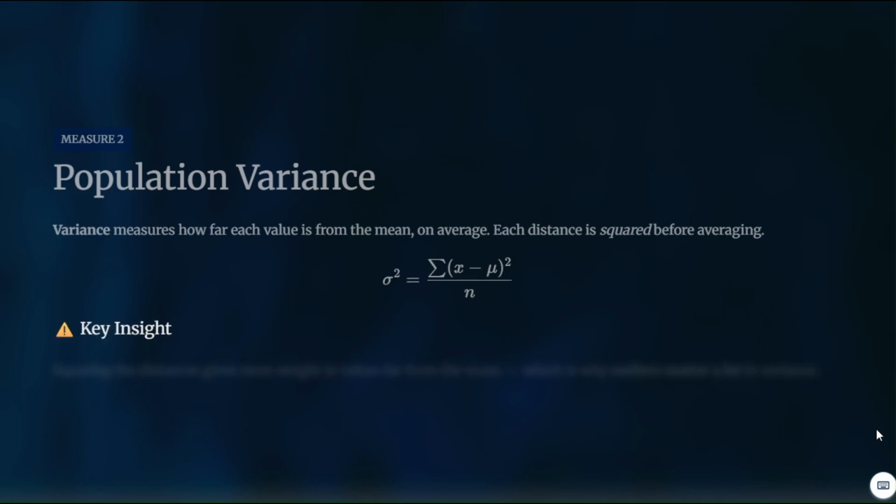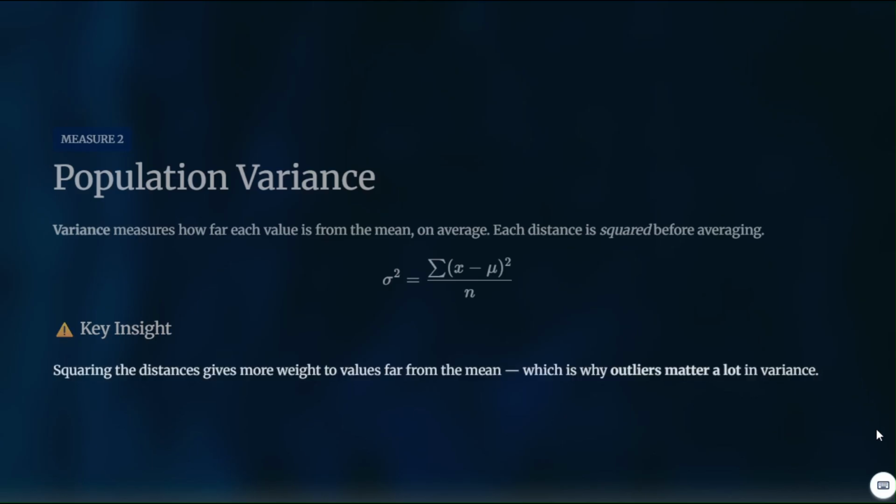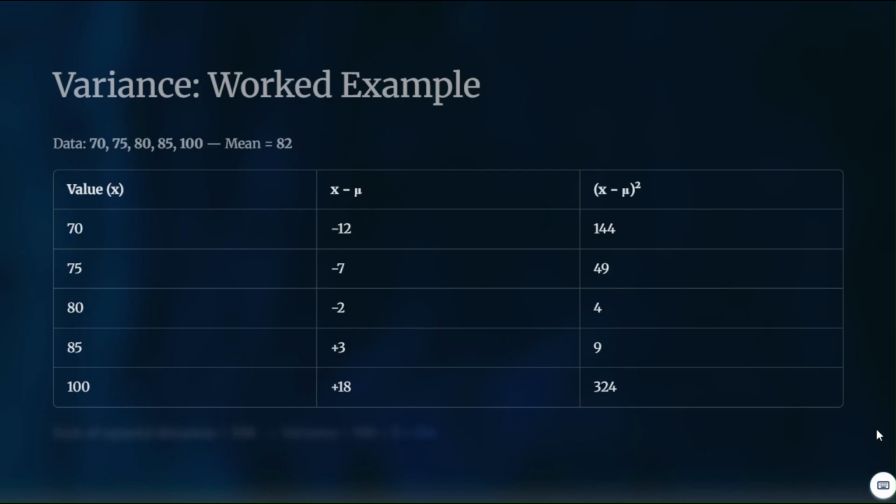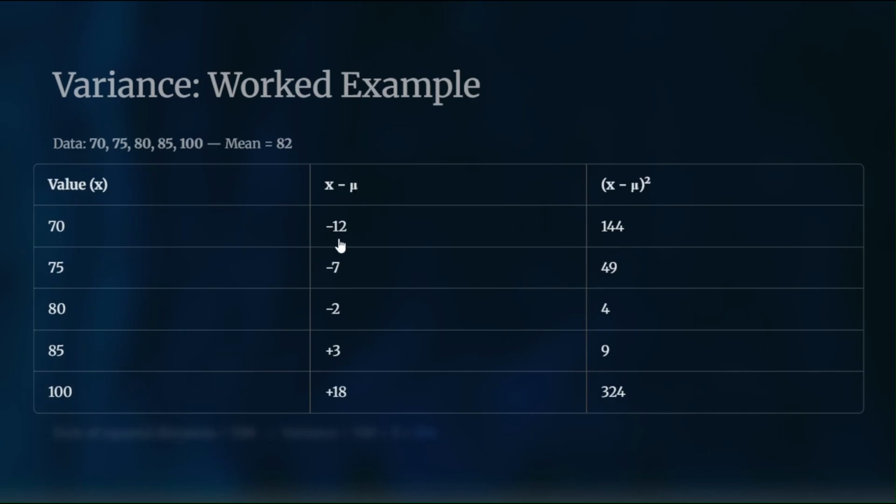Squaring the distance gives more weight to values that are far from the mean, which is why outliers matter a lot in variance. Let's see how this applies. We have the same test scores, 70, 75, 80, 85, and 100, and our mean is 82. For each value in our dataset, we'll calculate the difference from the mean. So 70 minus 82 is negative 12, 75 minus 82 is negative 7, 80 minus 82 is negative 2, 85 minus 82 is 3, and 100 minus 82 is 18.